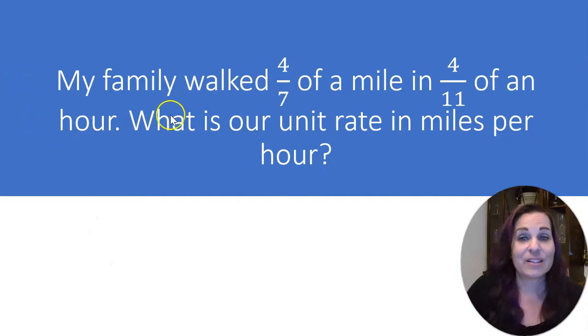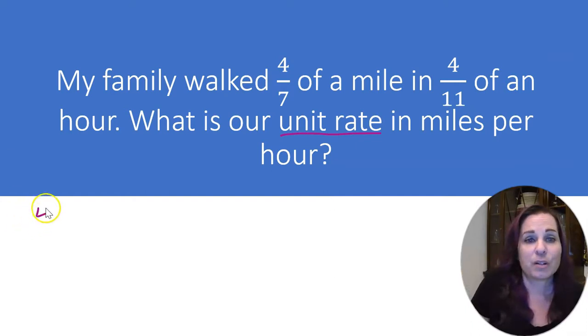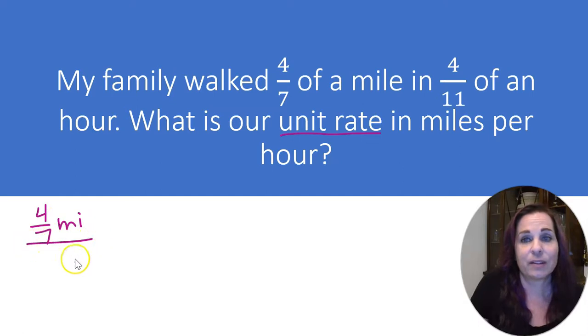All right, so now let's look at a unit rate problem. My family walked 4/7 of a mile in 4/11 of an hour. What is our unit rate in miles per hour? Okay, so let's start off with the rate that we're given. It's 4/7 of a mile in 4/11 of an hour.